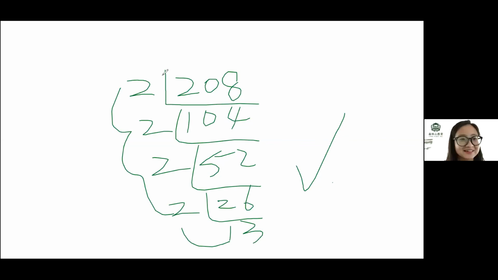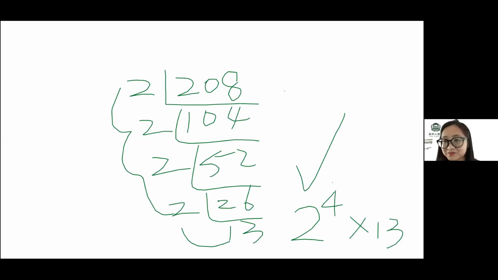Continue, okay? For the exponents, can I write over here? So there are four 2s, right? So we can write 2 to the power of 4 times 13. Is that correct? Because there are four 2s, so 2, 2, 2, 2, and then times 13, okay?